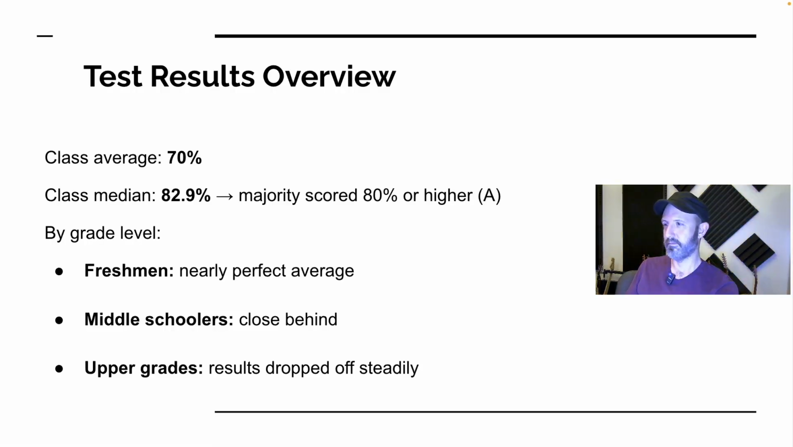Here we go. So the class average was a 70%, but the median was 82.9%. So that means the majority of us scored an 80% or higher. And just a fun stat that I found interesting was freshmen got nearly a perfect score, I think it was like 98 or 99%. The middle schoolers were not far behind. My eighth graders were coming in strong. But after that, sophomore, junior, senior, it kind of skewed downward. So do with that info what you will. I found it to be an interesting observation.